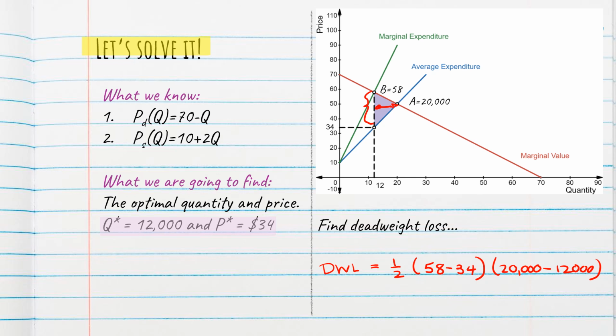12,000. So if we do a little bit of math, plug this into a calculator, we find out that the deadweight loss is equal to $96,000. So quite a lot of deadweight loss, and that's partially an artifact of the fact of quantity being in thousands.